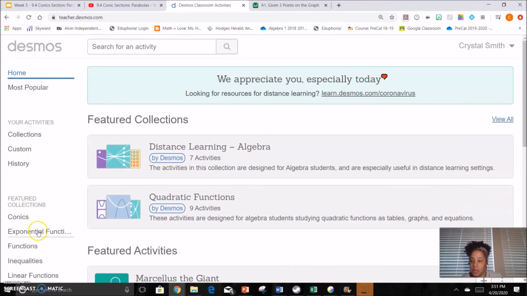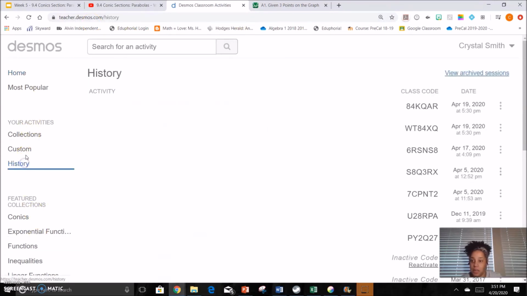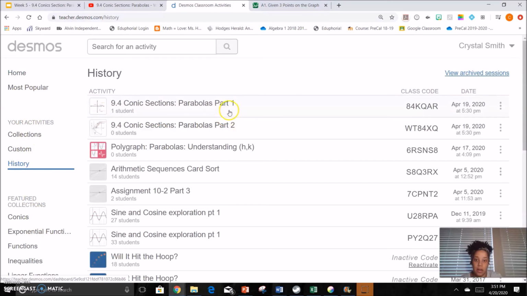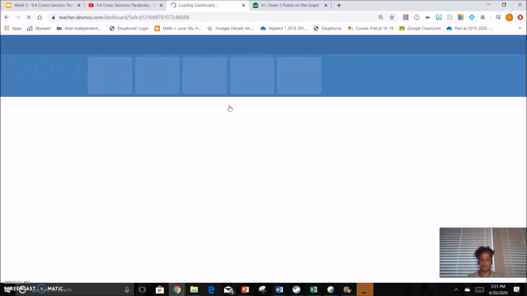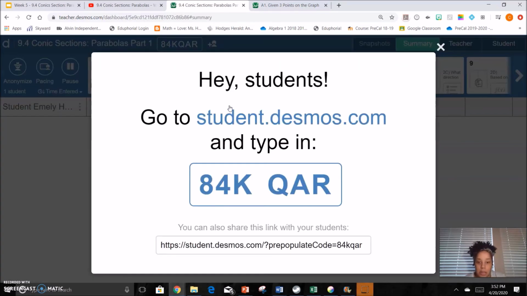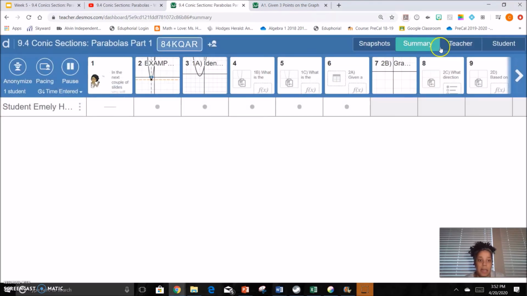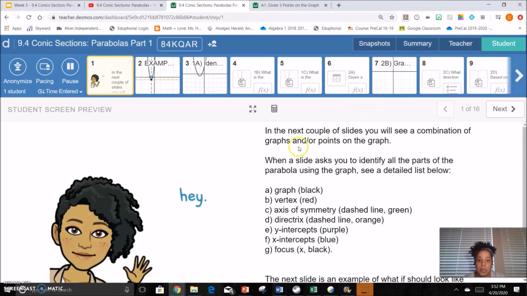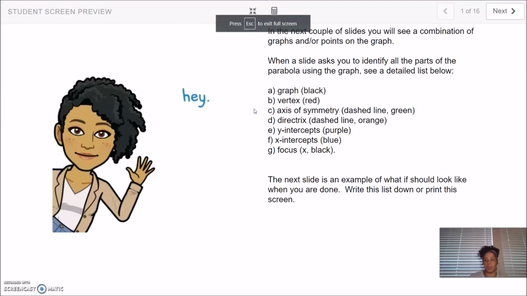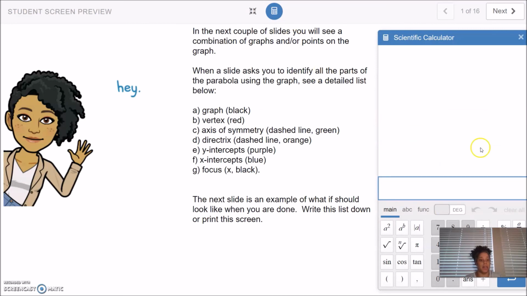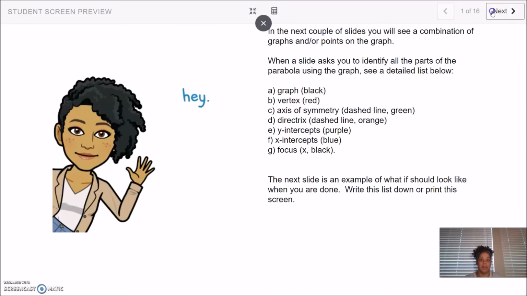Get rid of that. All right, so history, part 1. All right, so this is what I see. This is what you will see. You can hit this button right here and it goes into full screen. Okay, here's that list I was telling you about that you may need to write down. Here's a calculator that you can click on for all of your slides to be able to do some math work over in the side.